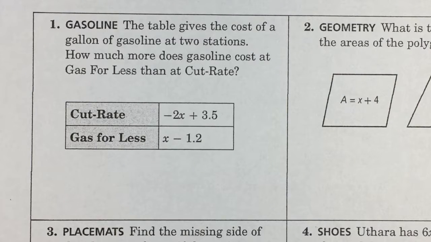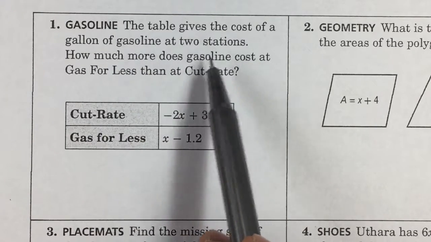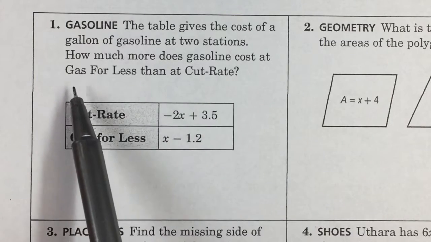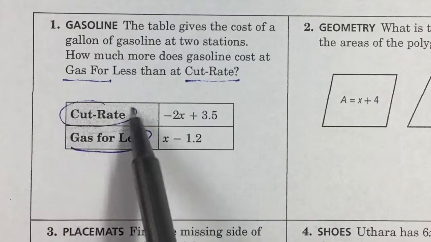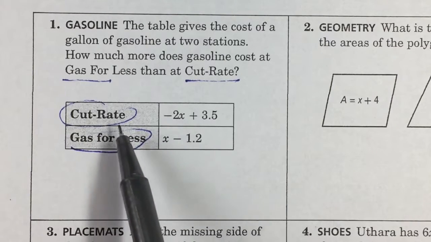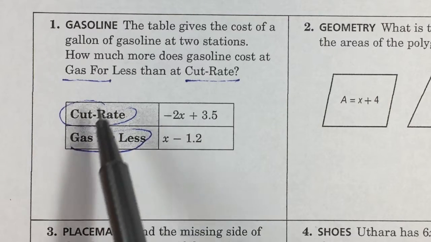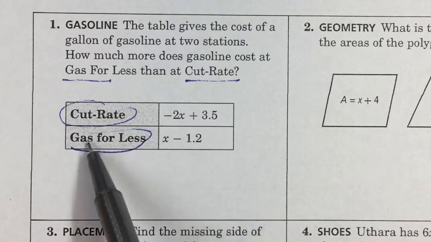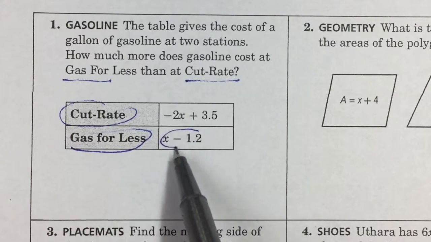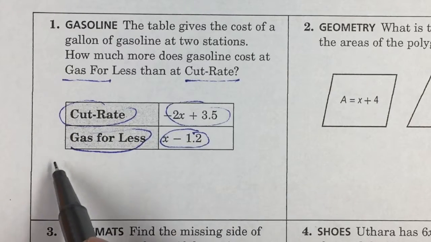Solve linear equations for problem solving. We're going to see the first one, gasoline. The table gives the cost of a gallon of gasoline at 2 stations. How much more does gasoline cost at Gas for Less than Cut Rate? At Gas for Less, the cost is x minus 1.2, and at Cut Rate, the price of the gallon is negative 2x plus 3.5. So I need to find how much more the gasoline costs at this one than this one. So I'm going to subtract the price at Gas for Less minus the price at Cut Rate. So let's do it.